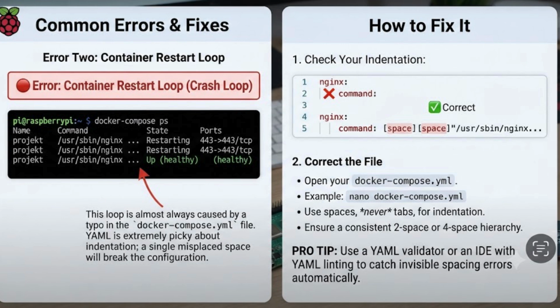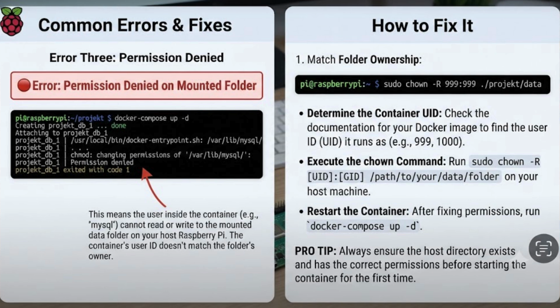Error 2. The container keeps restarting in a loop. Almost always a typo in the compose file. Check your indentation. YAML is picky about spacing, and a single misplaced space will break it. Error 3. Permission denied on the mounted data folder. Fix it by making sure the folder ownership matches the user ID the container expects, usually solved with a sudo chown -R command on that directory.